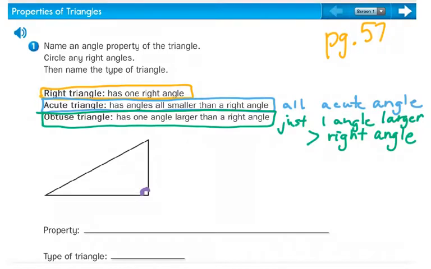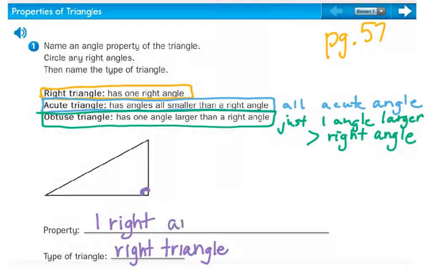That means there is one right angle. And therefore, we call that a right triangle. All it has to have is one. And what's the property? The fact that it has one right angle, that's the property that classifies it as a right triangle. Please make sure you are filling out everything in your math journal at the same time I am. So number 1 is a right triangle because it has one right angle.